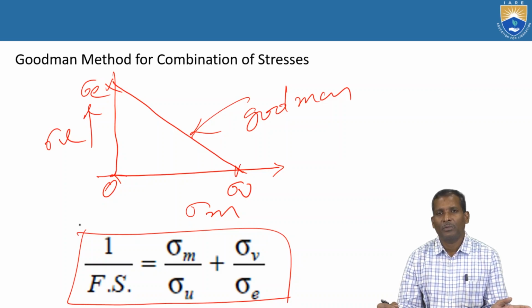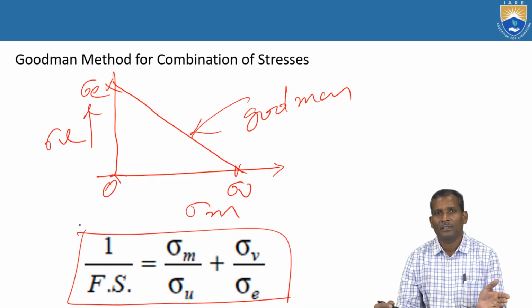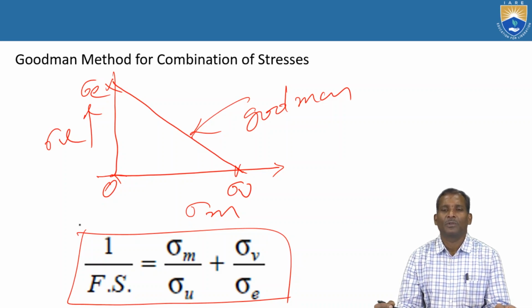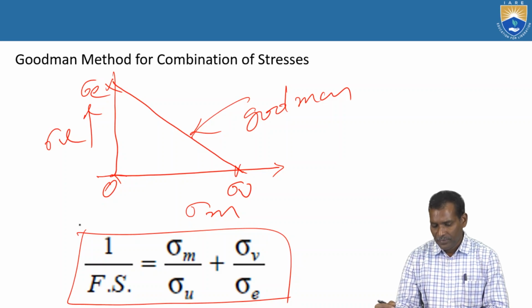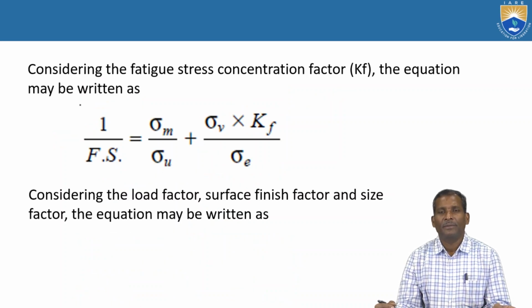The Gerber parabola you may use for ductile or brittle materials. Whenever the ultimate stress value is given in a problem, in that case the Goodman method is applicable. If yield stress is available in your problem, then the Soderberg line method is useful. I will explain it in the next slide.